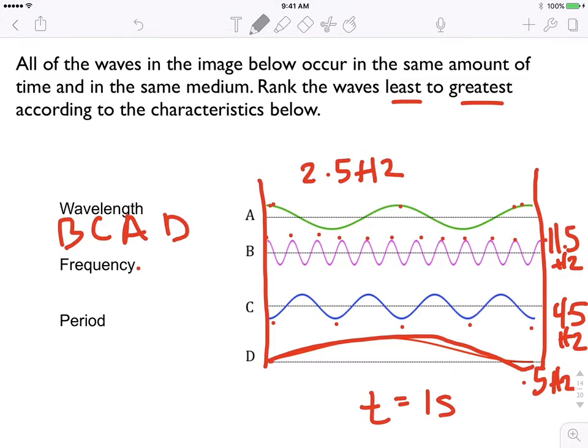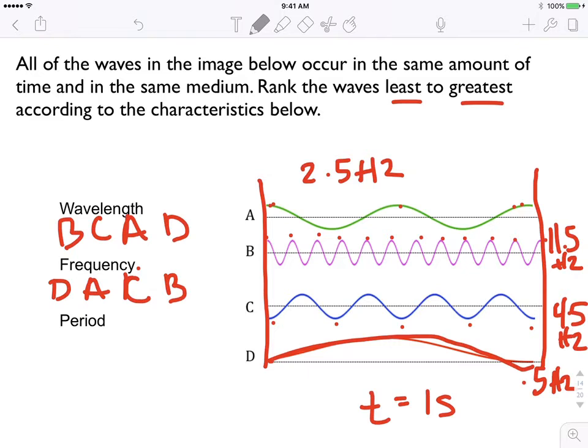So let's go from least to greatest. These are all the numbers for the frequency. 0.5 is definitely smaller than any of these, so D has the smallest frequency. Then we go to A, which has 2.5, and then C, which is 4.5. And then B. B has the greatest frequency.